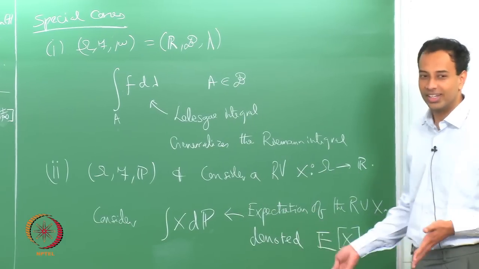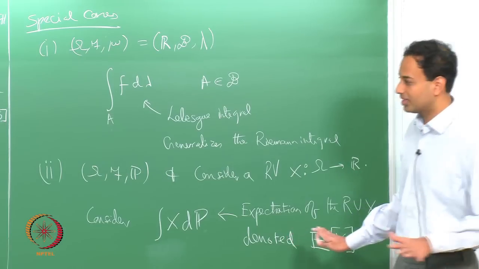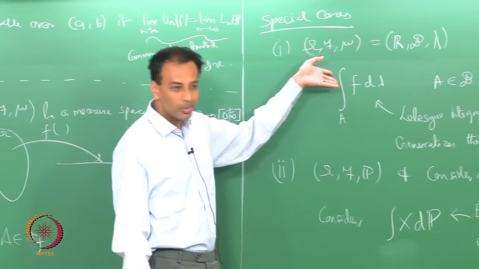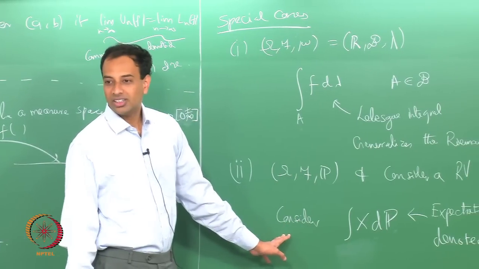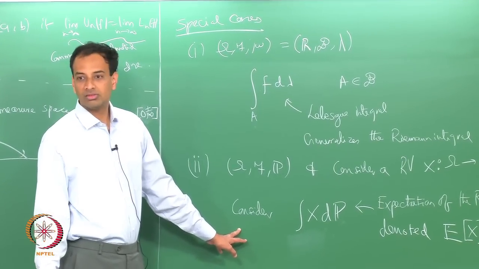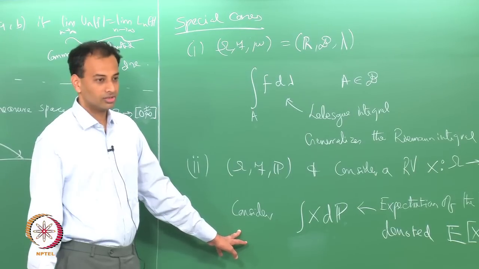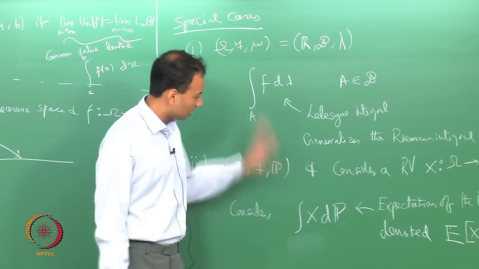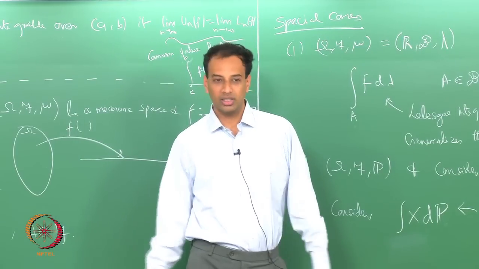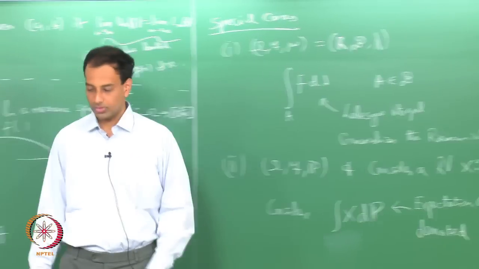But I haven't told you what the integral of X dP is. Once I finish telling you what the integral of f d mu is, you would already know what a Lebesgue integral is. You would already know what an expectation is. With me? So these are just special cases of the abstract integral, the integral of f d mu. Any questions on this?